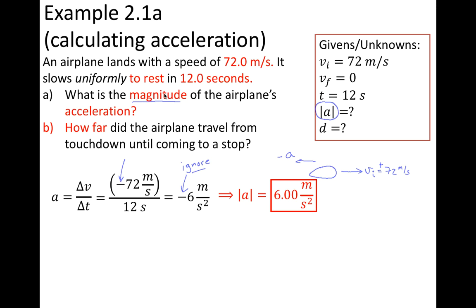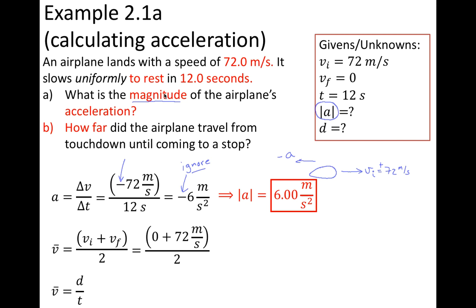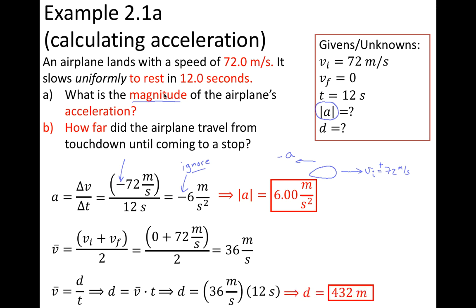To calculate how far the airplane moved, we can go back to our average speed rule, or rather average velocity rule. Velocities and speeds work exactly the same way. And average velocity is distance per time. We can calculate that average velocity or average speed, and we find that it is 36 meters per second. We can rearrange the equation on the bottom for distance. It's average speed times time. Can plug in the numbers, crunch the numbers, and we get the distance is 432 meters.